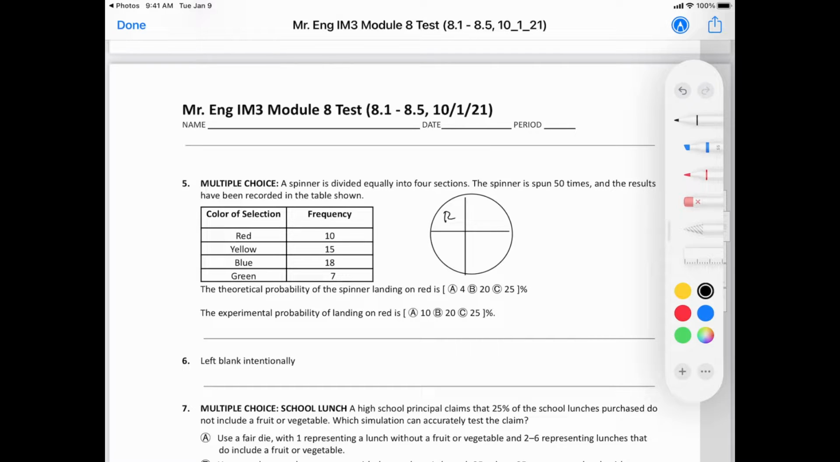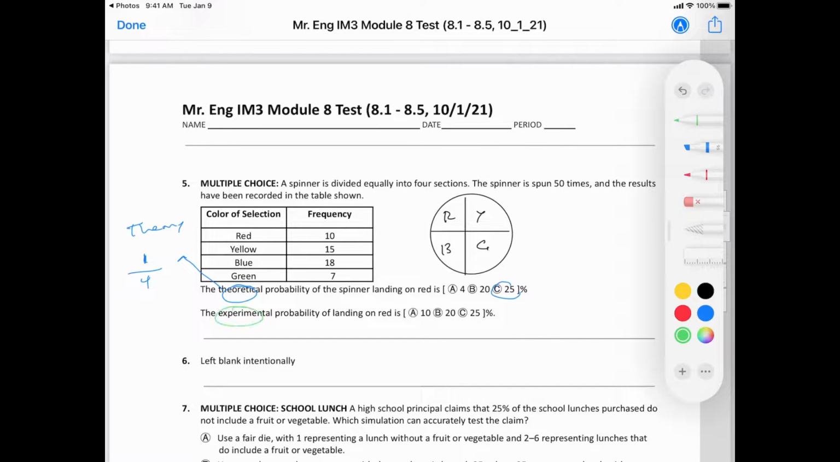I got red, yellow, blue, and green. It's spun 50 times, and the results are recorded in the table below. The theoretical probability is, well, remember, theoretical means in theory. What should happen? Well, there's a total of 4 colors, and we are picking 1. So this should happen 25% of the time.